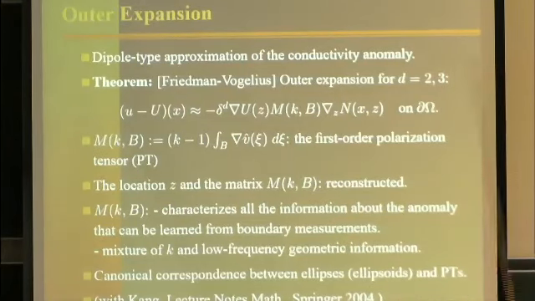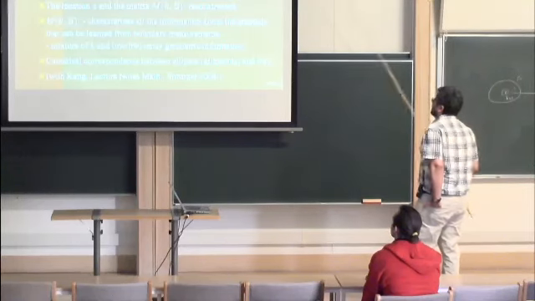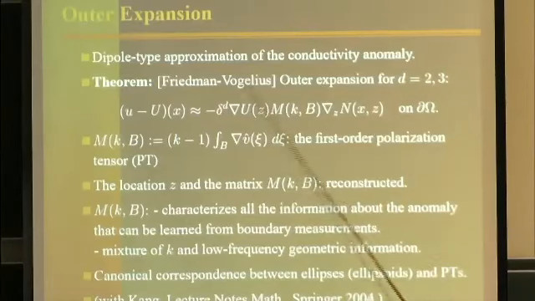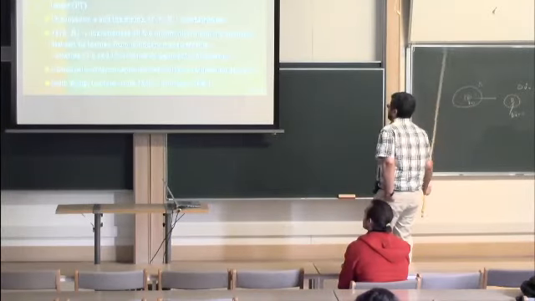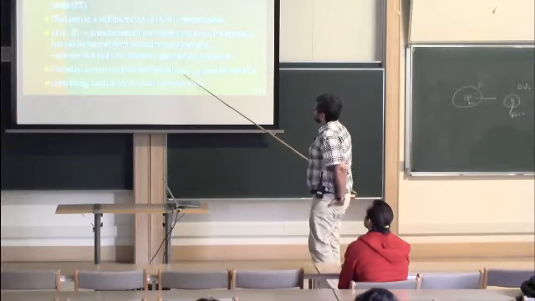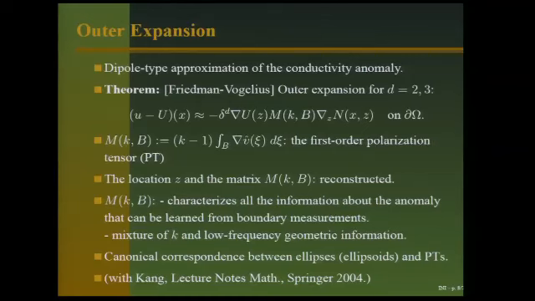So the only thing that you can reconstruct from here, if the inclusion is small and your data is almost given by this approximation, so your signal to noise ratio is not too high, is the location of the inclusion and its equivalent ellipse. This is the only information, and there has been a lot of work by many people on this.